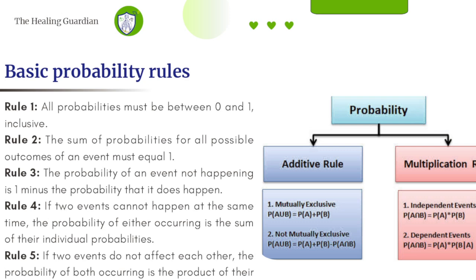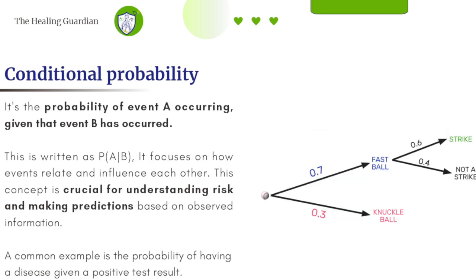Lastly, if two events do not affect each other, the probability of both occurring is the product of their individual probabilities. For example, if you are comparing diabetes and high blood pressure, and we assume that they are independent of each other, that the high blood pressure is not due to diabetes and the diabetes is not due to blood pressure, if we are looking at the chances of them happening together, we multiply their probabilities. So that is just a foundation.